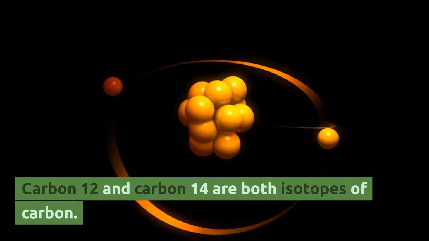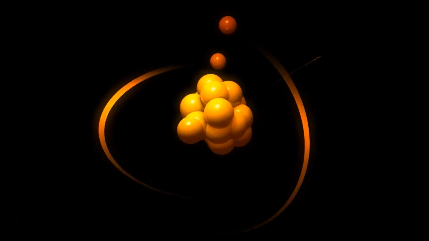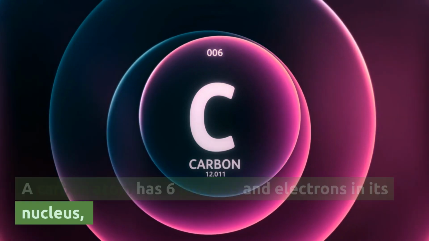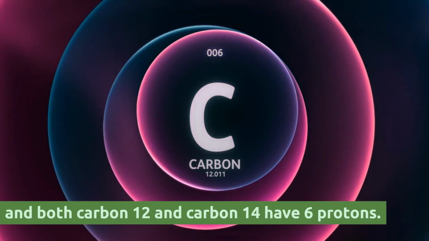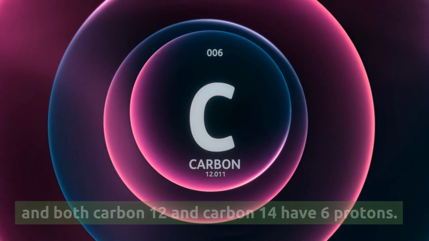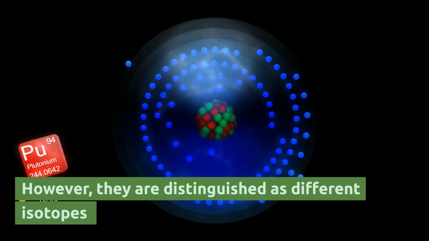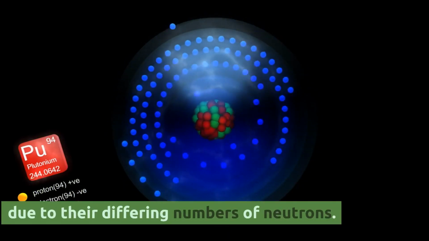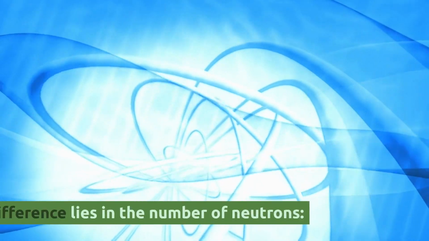Carbon-12 and carbon-14 are both isotopes of carbon. A carbon atom has 6 protons and electrons in its nucleus, and both carbon-12 and carbon-14 have 6 protons. However, they are distinguished as different isotopes due to their differing numbers of neutrons. The key difference lies in the number of neutrons.